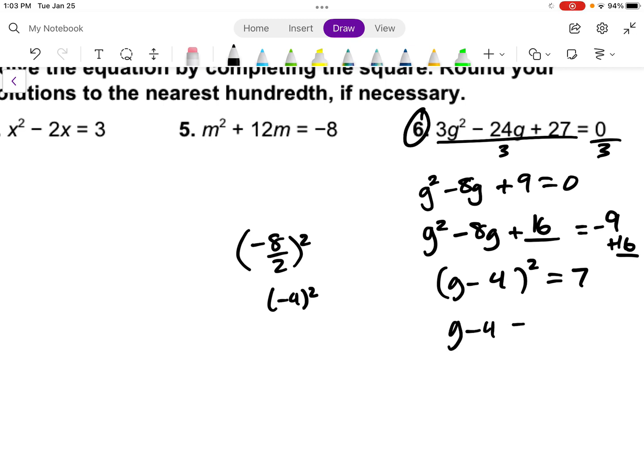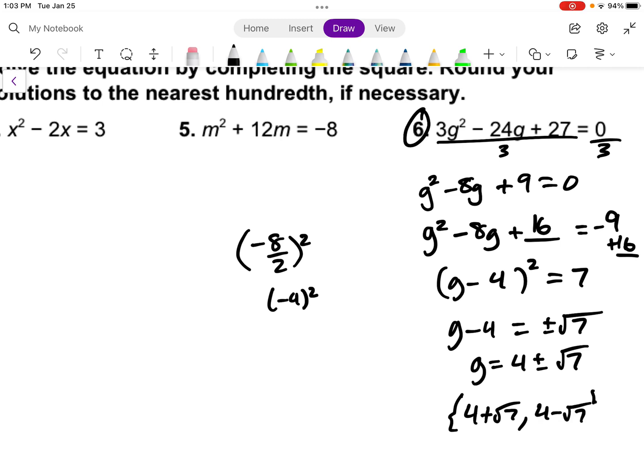g minus 4 equals plus or minus the square root of 7. Add that 4 over. g equals 4 plus or minus the square root of 7. And if you could keep going, we should, right? Square root of 7, though, is irrational and it doesn't simplify, so that's really as far as I can go. So my two answers are 4 plus the square root of 7 and 4 minus the square root of 7.